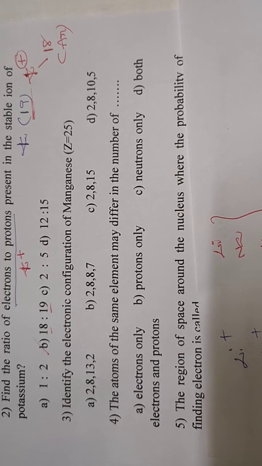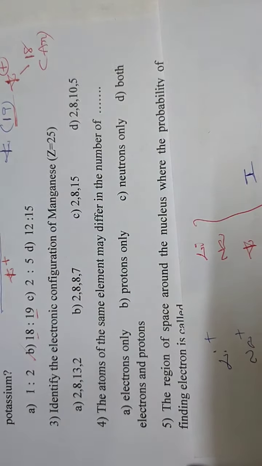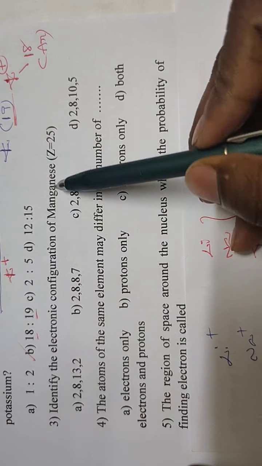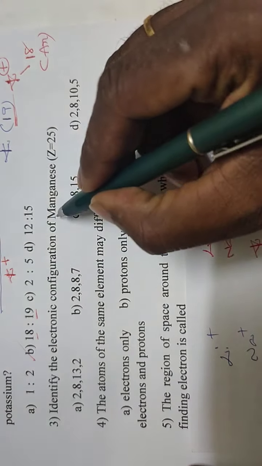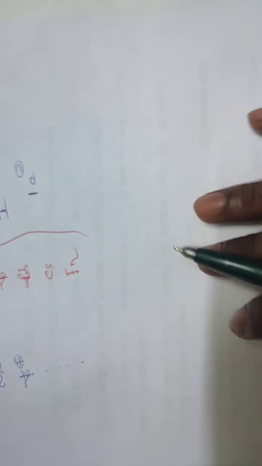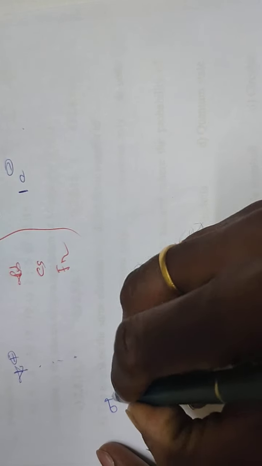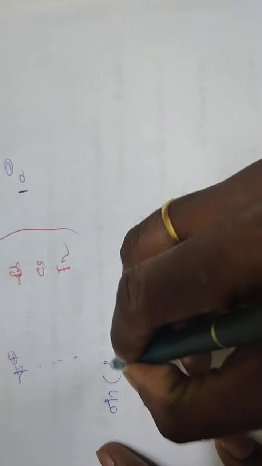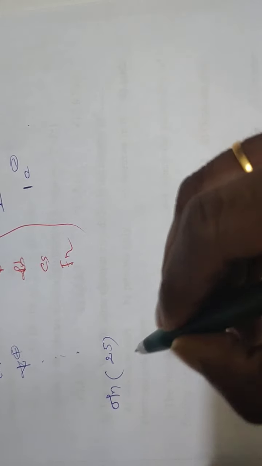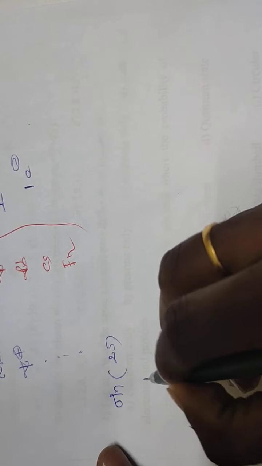And then what is the third bit? Identify the electronic configuration of manganese. Okay, manganese. What is the atomic number of manganese? Manganese's atomic number is 25. Okay, what is the electronic configuration?